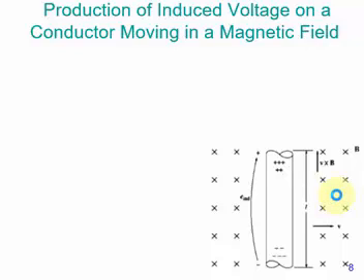Now we come to a moving conductor wire, where a voltage is induced in a magnetic field. The magnetic field in this diagram is represented with B, and the direction of B is into the paper.